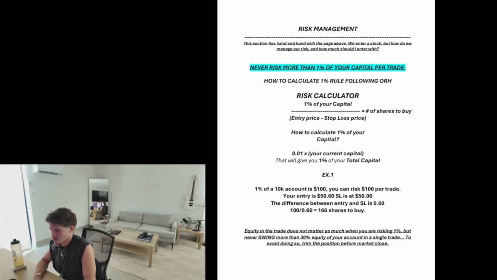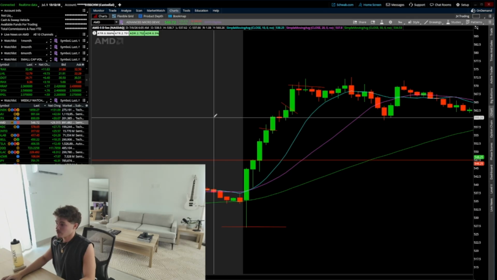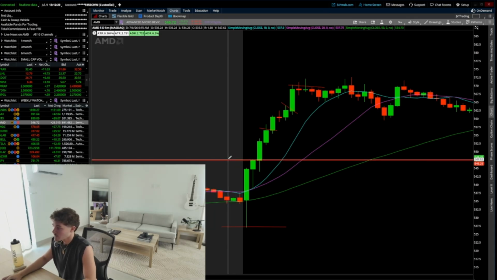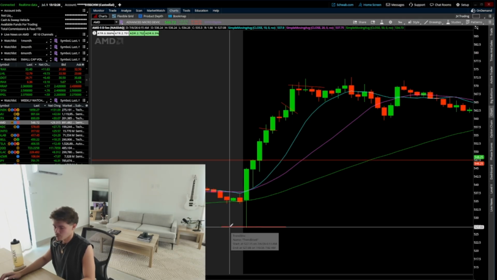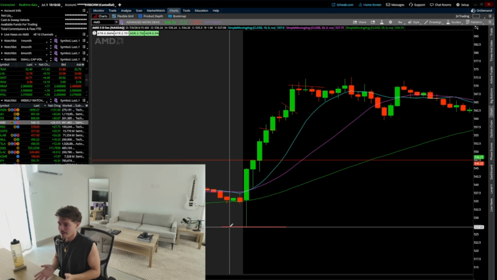You can just round it up to 5 shares. So what that means is, on this AMD trade, if you were to buy 5 shares at 547.5, and your stop loss were at the low of day at 527, if you entered with 5 shares and got stopped out at the low of day, you would have only lost a max risk of $100.